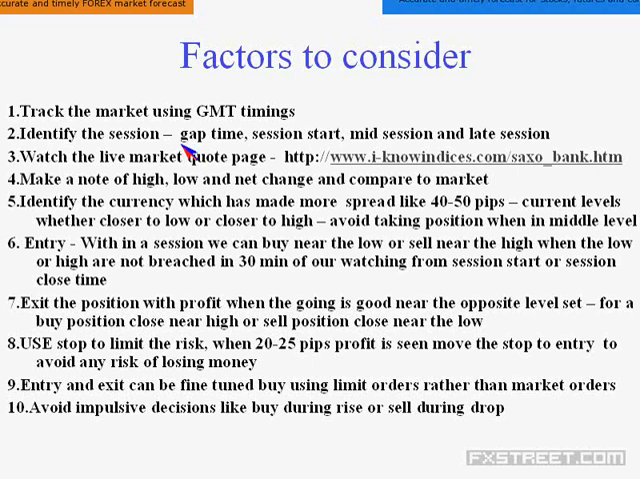Okay, so then let me explain the trading system. We track the market using GMT time so that we'll be able to understand how exactly they are making the moves throughout the day, rather than referring to our local time. Then also give importance to the gap time, session start time, late session, and also the mid session. Mid session they handle the crosses, and the early and the late sessions they handle the majors.